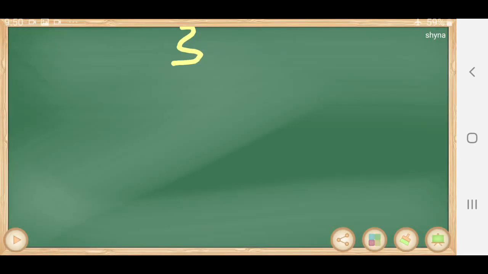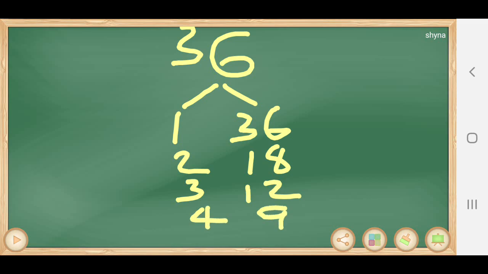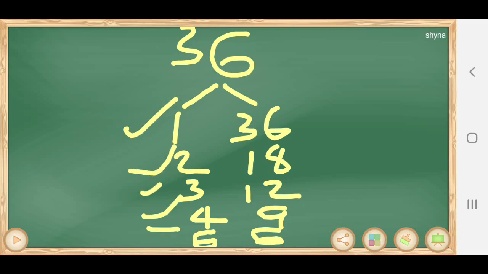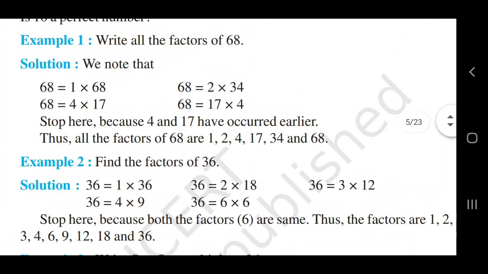36. 1 into 36, 2 into 18, 3 into 12, 4 into 9, 6 into 6. Okay, so the factors of 36 are 1, 2, 3, 4, 6 (6 we don't want to repeat), 9, 12, 18, 36. So the factors of 36 are 1, 2, 3, 4, 6, 9, 12, 18 and 36.